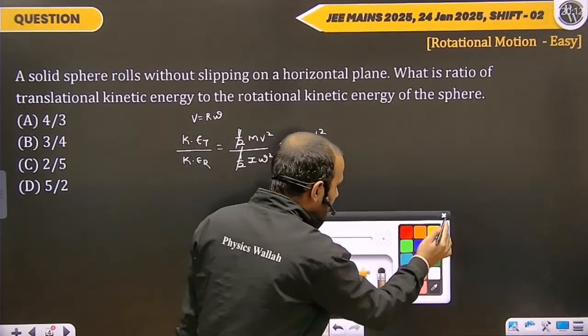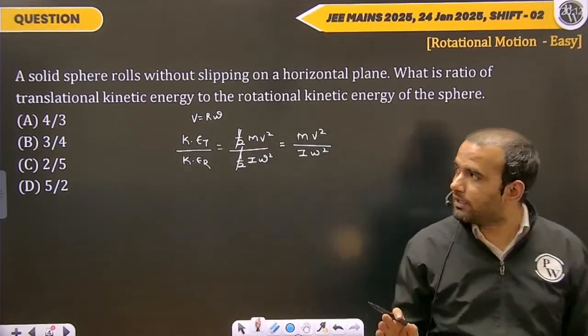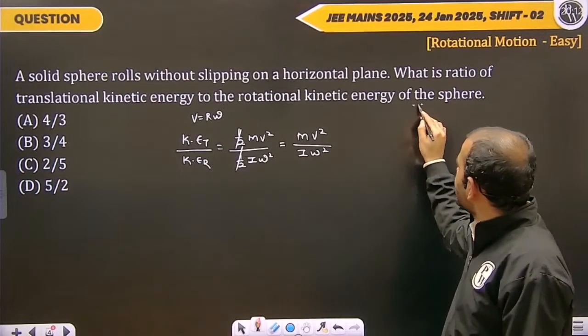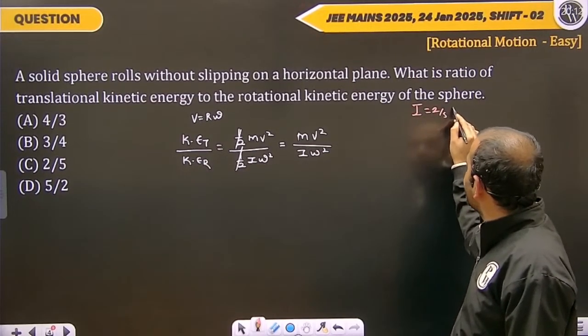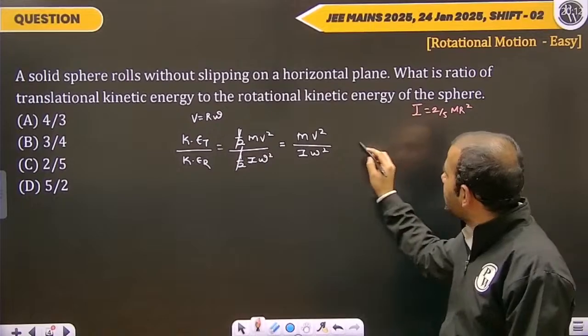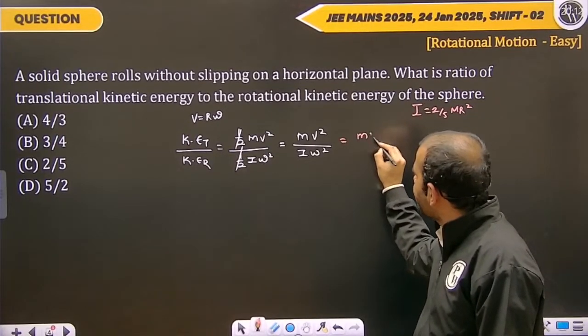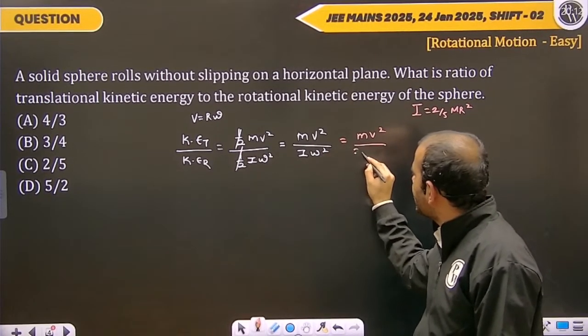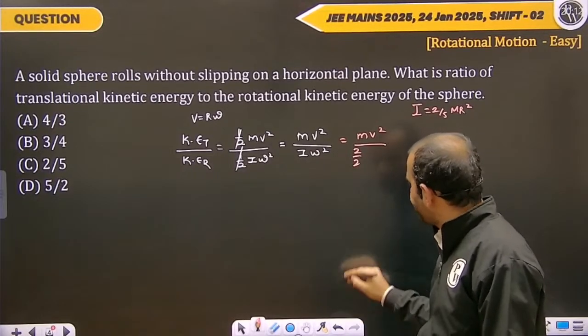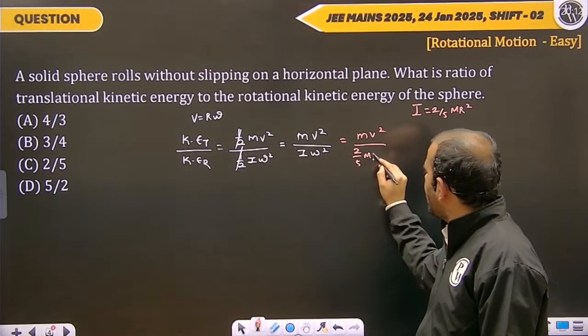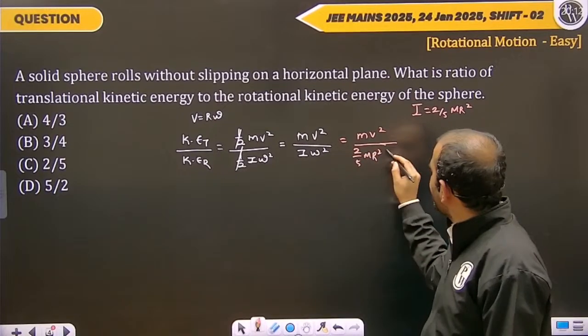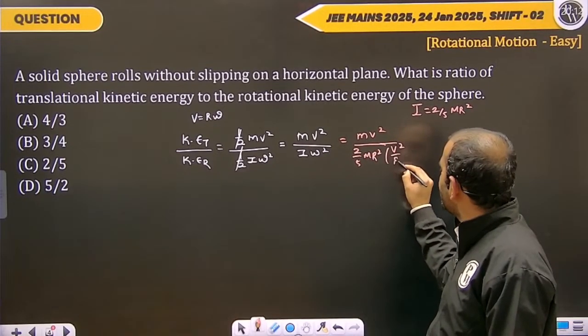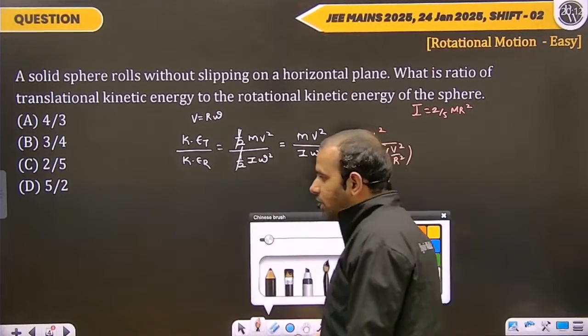Now let us see one more point, that it is a solid sphere. For a solid sphere, what is the moment of inertia? It is 2 by 5 mr square. So this is m v square, and this is 2 by 5 mr square times omega square. Omega will be what? v square by R square. Now what will cancel out?